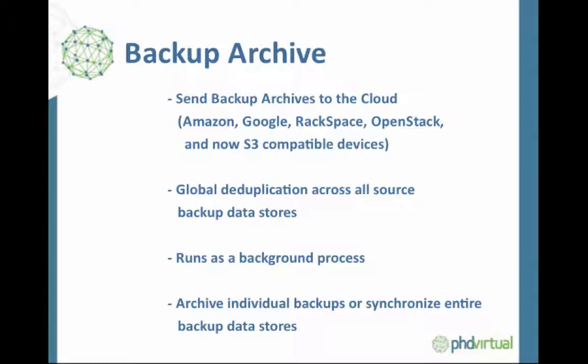Now the archive process is pretty savvy. One thing that PHD has always done is try to be as efficient as possible with our data. So we do global deduplication when we do our backups, and we'll deduplicate across all the VMs that we store on a particular backup target. Backup archiving is really a background process that allows you to replicate your backups offsite, and you can choose which backups from that globally deduplicated store you want to actually archive. It doesn't have to be the entire store.